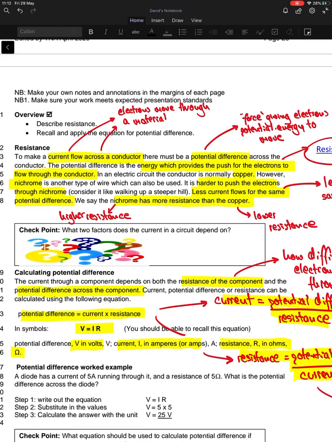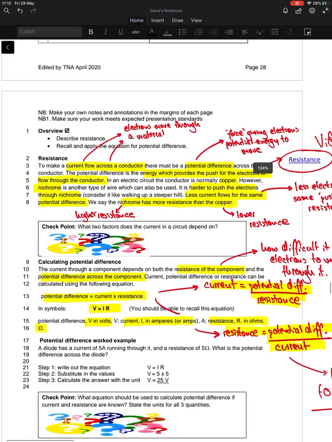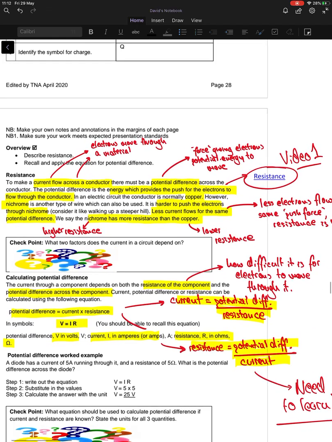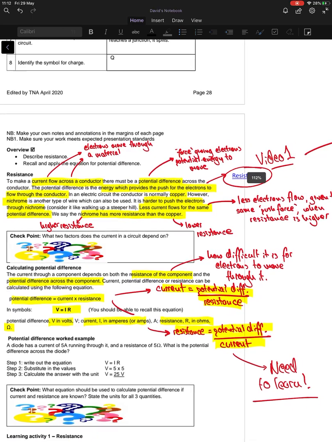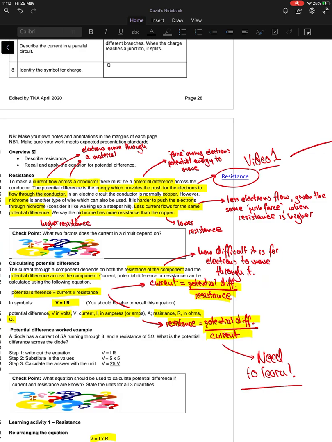In an electric circuit, the conductor is normally copper. However, nichrome is another type of wire which can also be used. It's harder to push the electrons through nichrome, a bit like walking up a steeper hill. Less current flows through for the same potential difference. We say the nichrome has more resistance than the copper. So nichrome is a metal that's got a high resistance. Copper has got a low resistance because, as it says here, less current flows for the same potential difference.